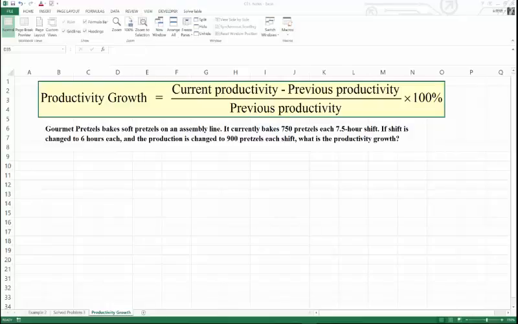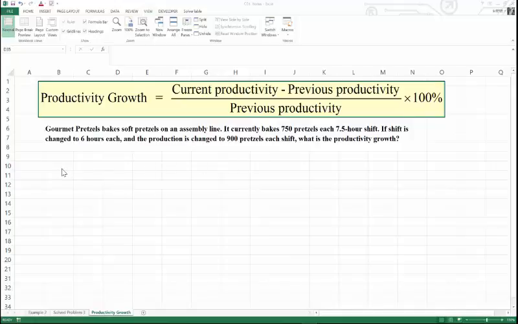Our last example is about how to calculate the productivity growth. This actually is comparing between the current productivity and the previous productivity. And the difference is divided by the previous productivity. So productivity growth is shown in the percentage.